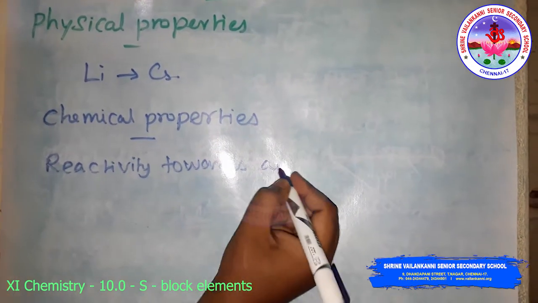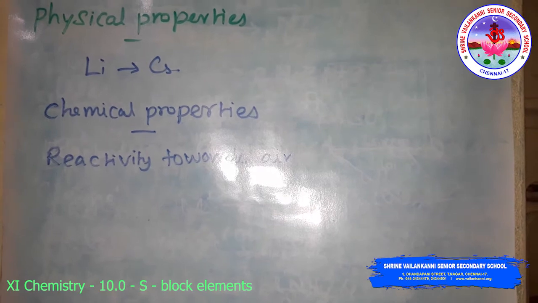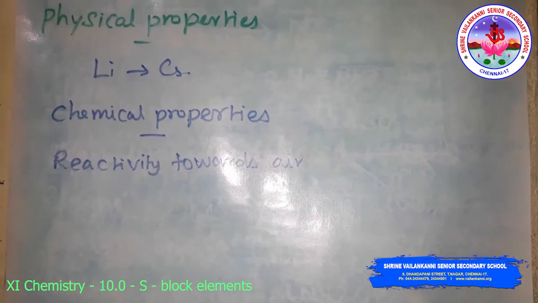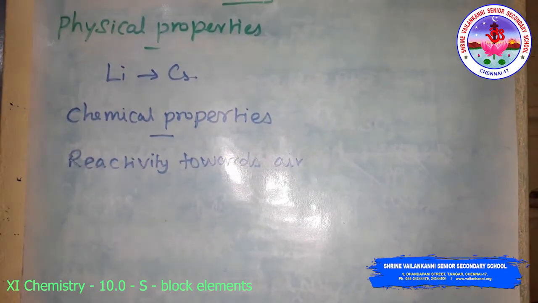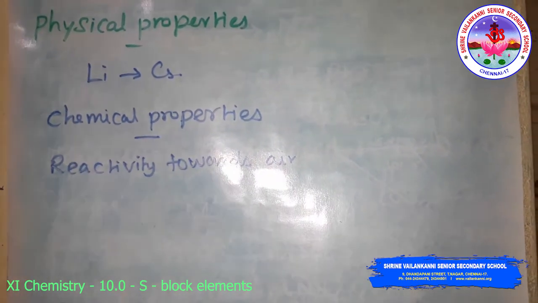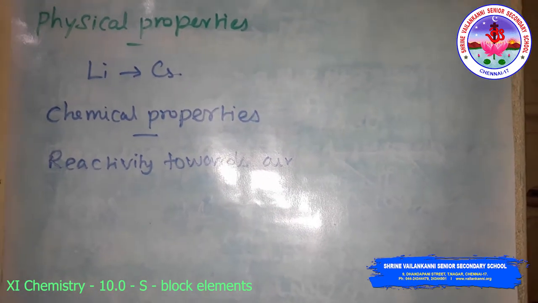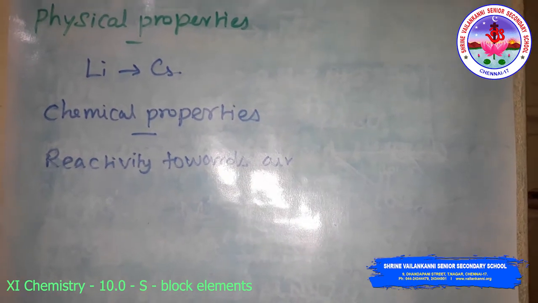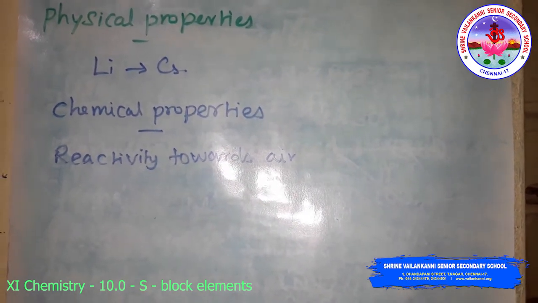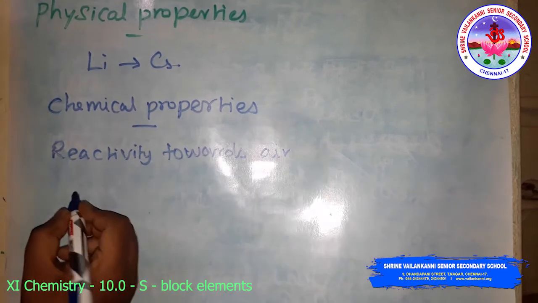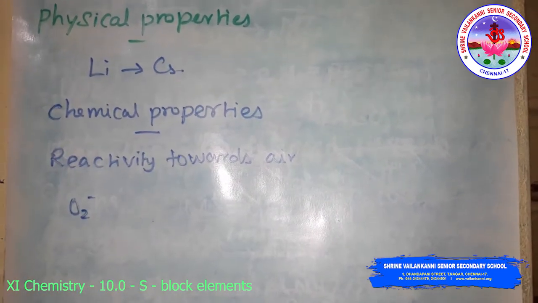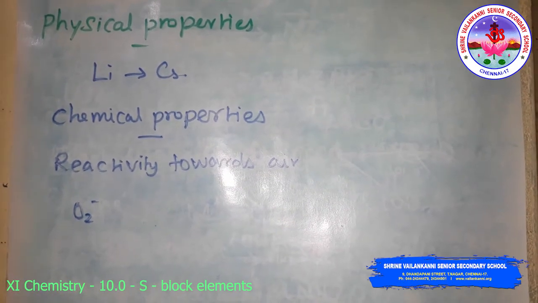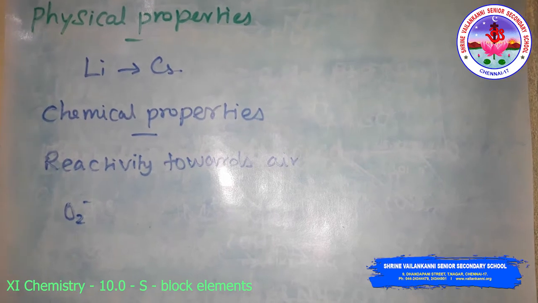Reactivity towards air. The alkali metals tarnish in dry air due to the formation of their oxide, which in turn reacts with moisture to form hydroxide. So they burn vigorously in oxygen forming oxides. Lithium forms the monoxide, sodium forms peroxide, and other metals usually form the superoxide. The superoxide is O2 minus. The O2 minus ion is stable only in the presence of large cations like potassium, rubidium, cesium.